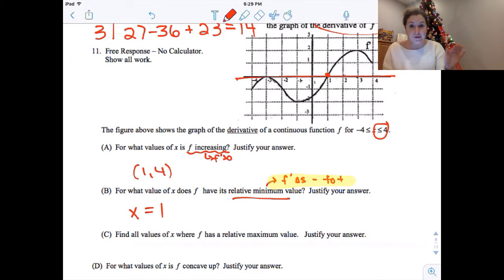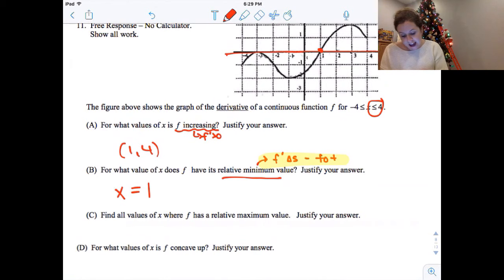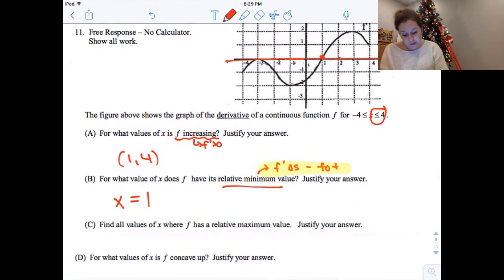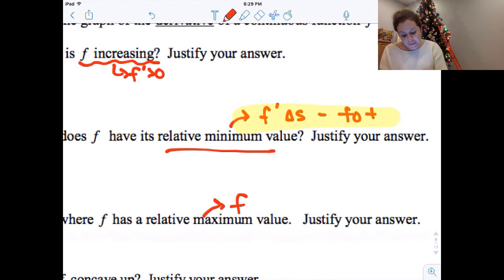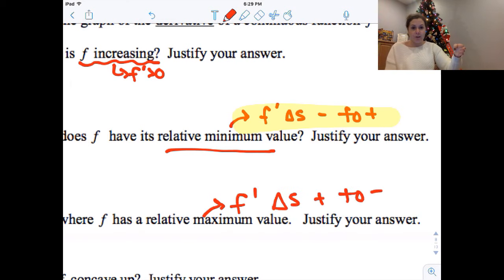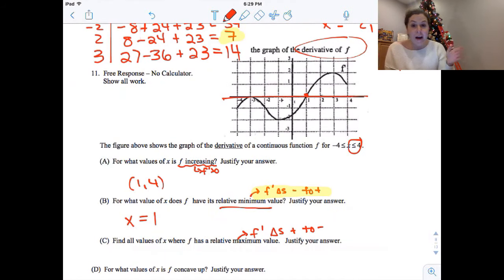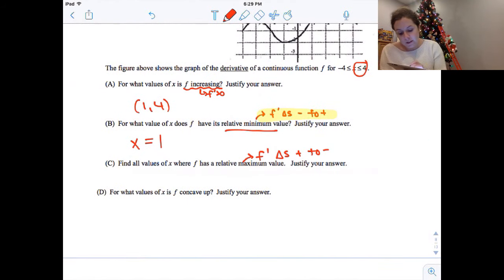All right, where does f have a relative maximum value? So there I'm looking for where f prime goes from positive to negative because I'm looking for a positive slope to a negative slope, right? Now, that never happens on this. So no values of x. There are none, right? So none.